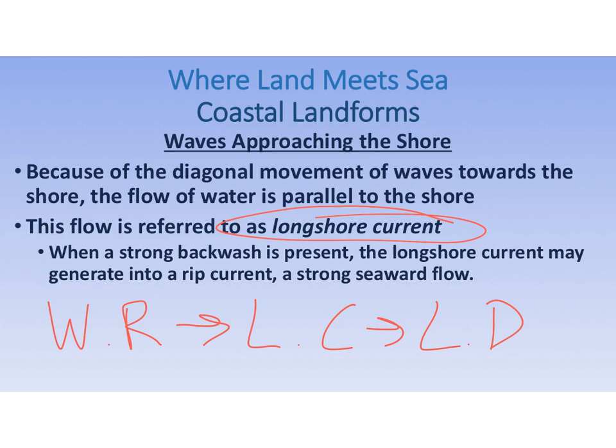But there's one note real quick, right? A strong backwash, right? So that strong water pulling back into the ocean can generate what we call a rip current. And rip currents are super dangerous. These are strong seaward flows of water. So the water is actually being pulled back into the sea.